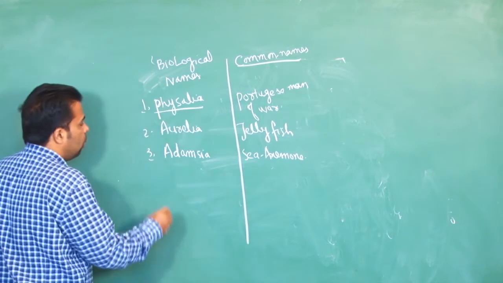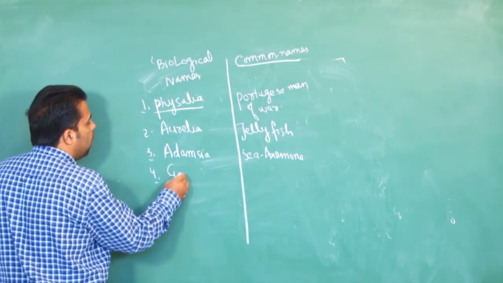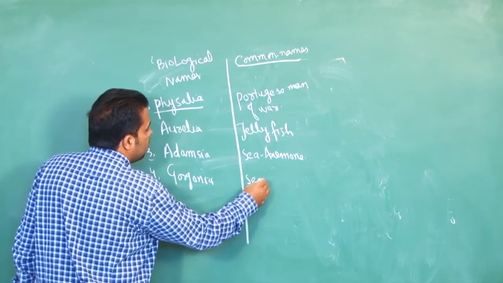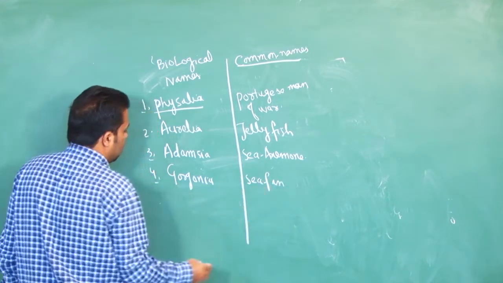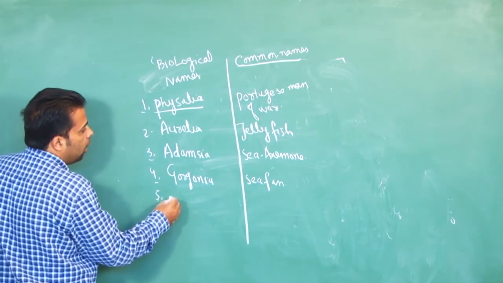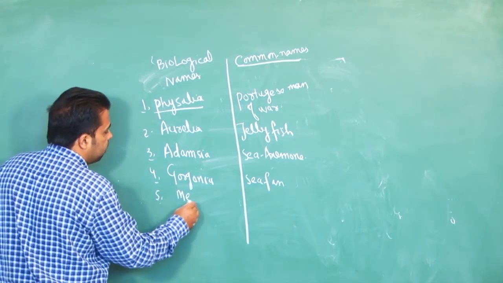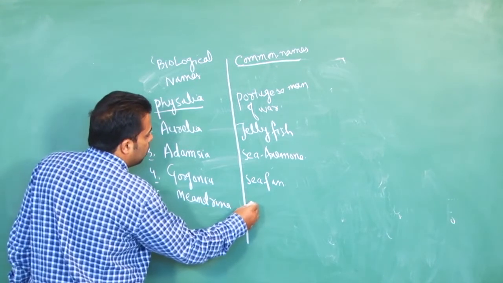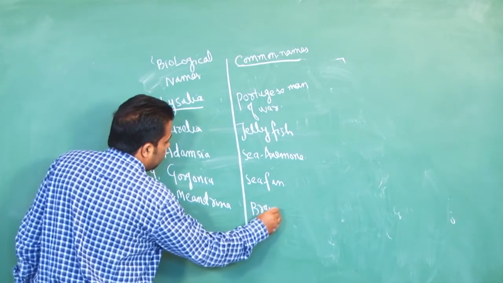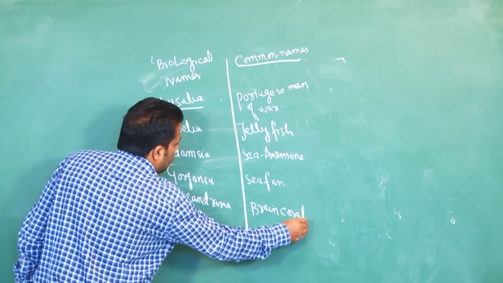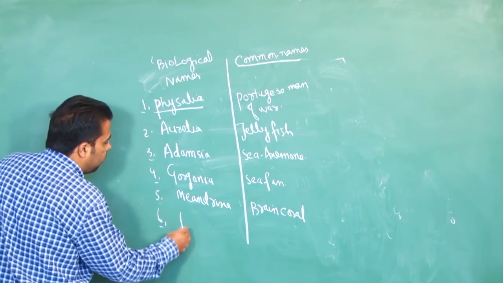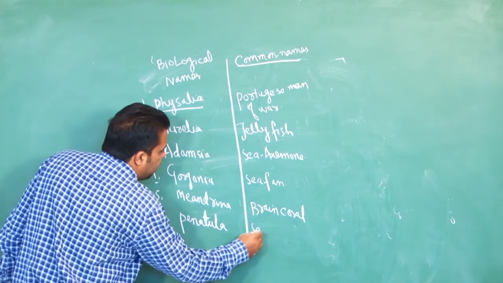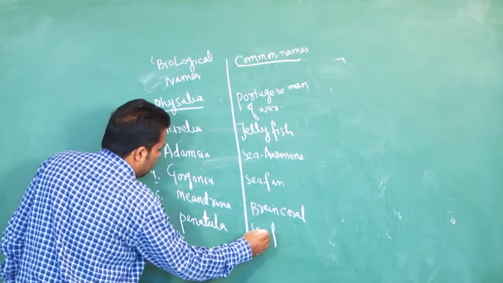Sea anemone. Fourth, Gorgonia. Gorgonia is called as sea fan. Fifth is Meandrina. Meandrina is called as brain coral. And the last one is Pinnatula. Pinnatula is called as sea pen.